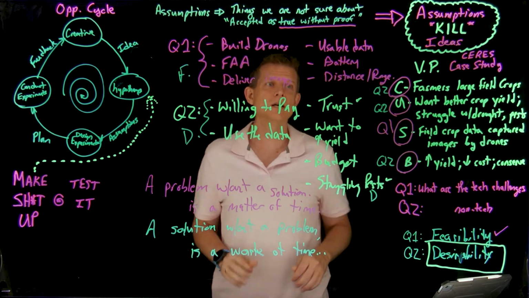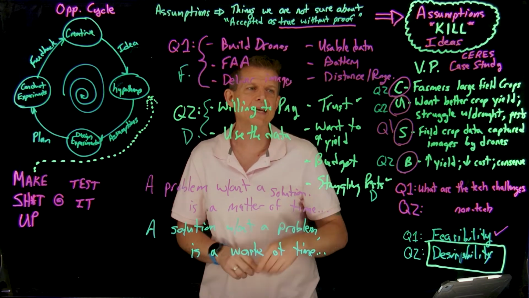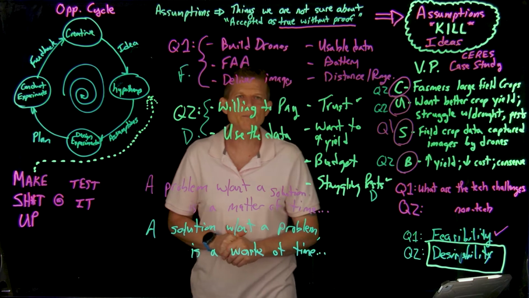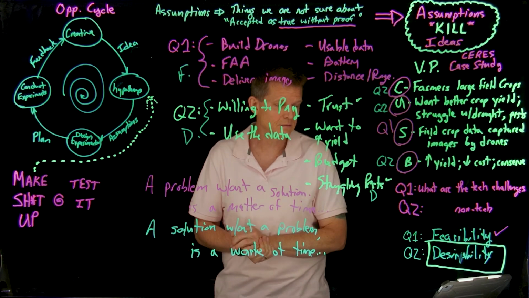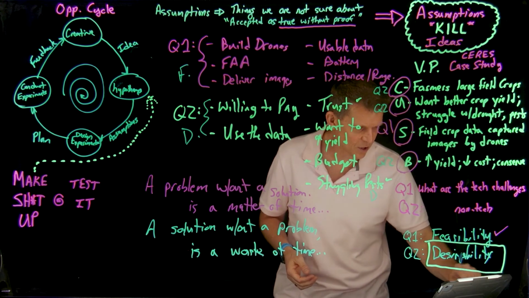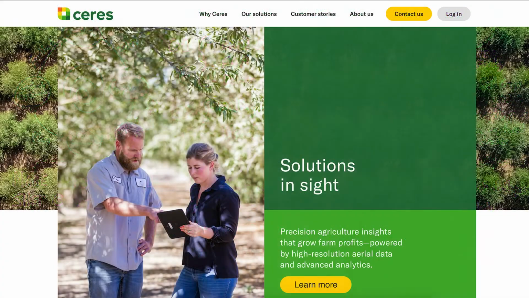It's much harder to know if farmers are going to trust us, and they're willing to pay, and they can use the data, and they want to increase their yield. Much, much harder. It's why entrepreneurship can be challenging. All right, let me close it out by saying Caress is an actual company out there.